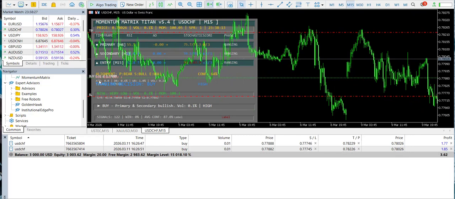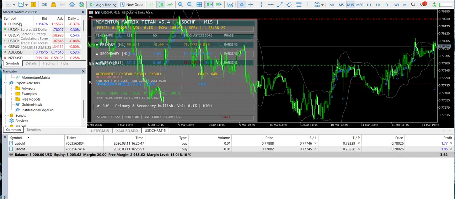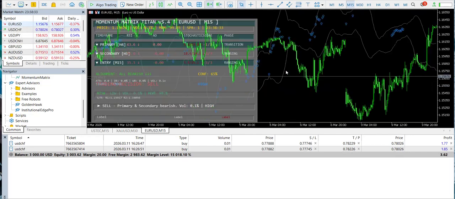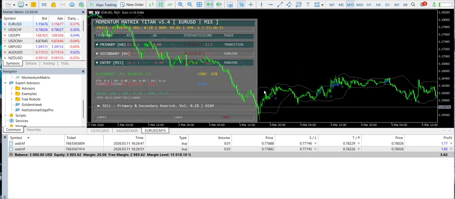So let's try to change. We add Euro USD and see what happens. So that is Euro USD. Look at that. For Euro USD, the primary time frame is showing us 43, pointing down. All of these are pointing down. But the only thing is, you can see here it says it is transitioning instead of ranging, meaning it is about to change the trend.